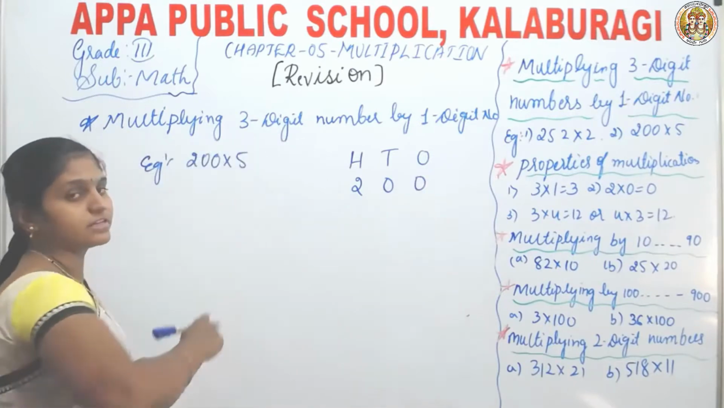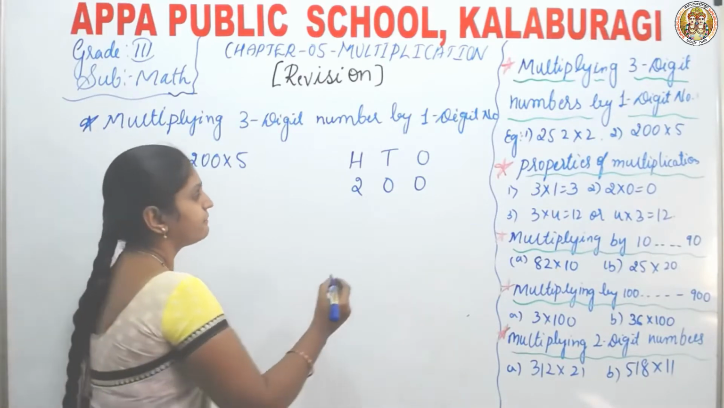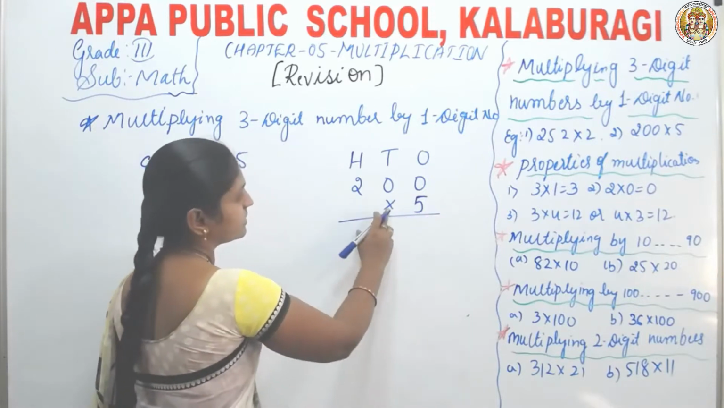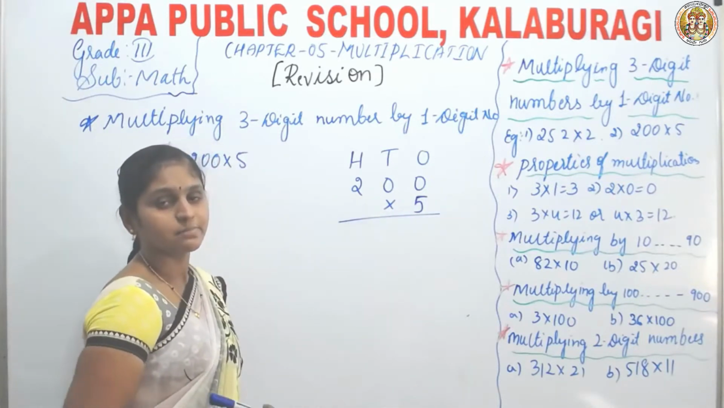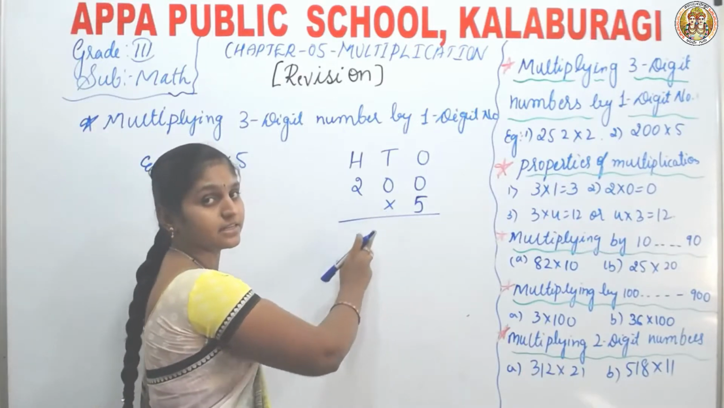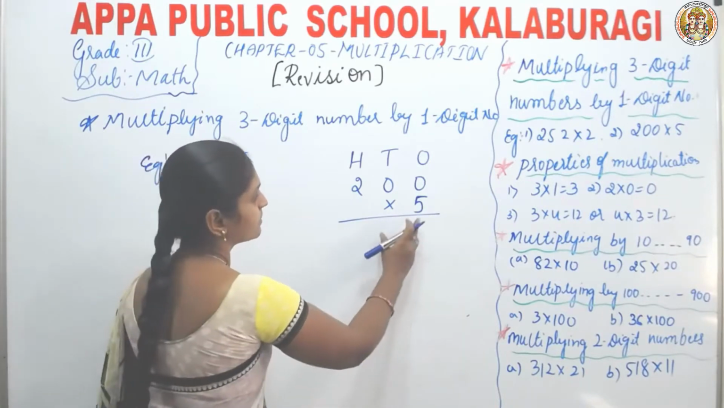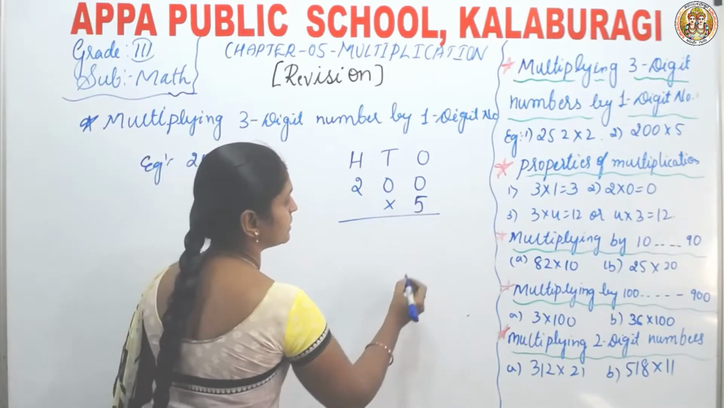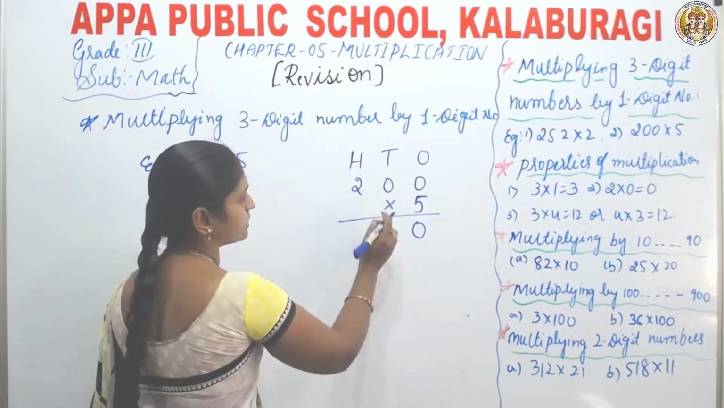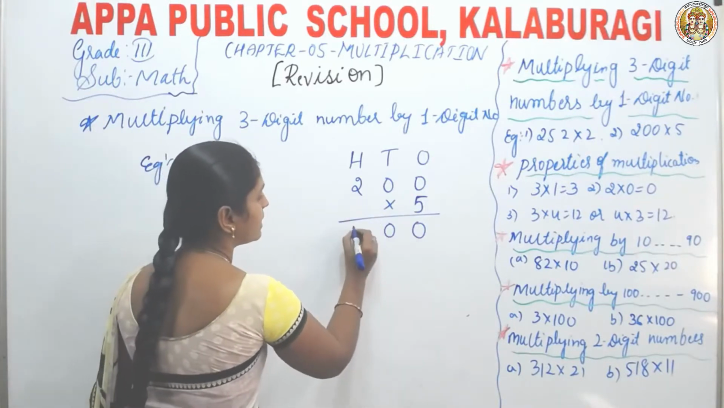So next we are multiplying with the single digit number, that is 5. Put the symbol. Here the capital X indicates the multiplication symbol. Multiply 5 into 0. 5 into 0 is 0. 5 into 0 again is 0. 5 twos are 10.